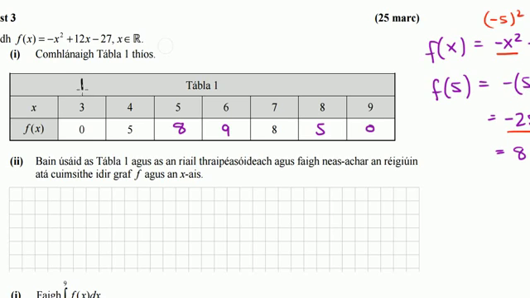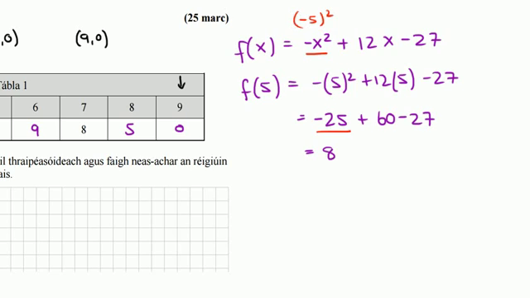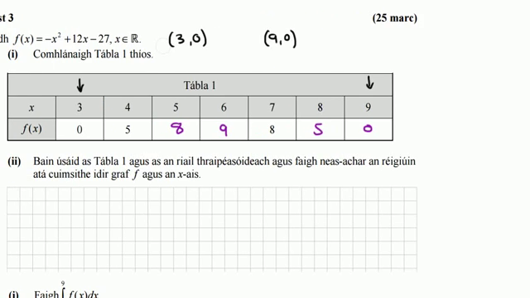We also want to make a little note here that (3, 0) and (9, 0) are going to be the two points of intersection with the x-axis for this graph, so we'll need that for the next part. We're told for the next part to use table 1 and the trapezoidal rule to find the approximate area of the region bounded by the graph of f and the x-axis. So we're going to be using (3, 0) and (9, 0) as our starting point and finishing point, and all the other y values are values in between.